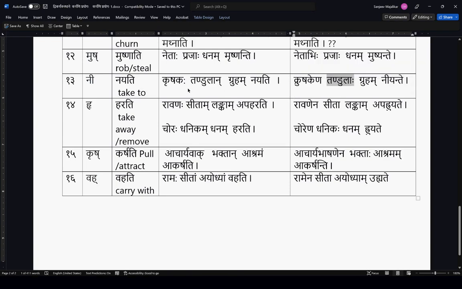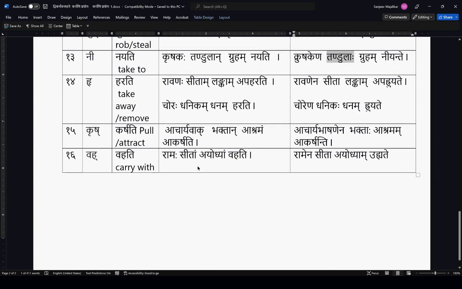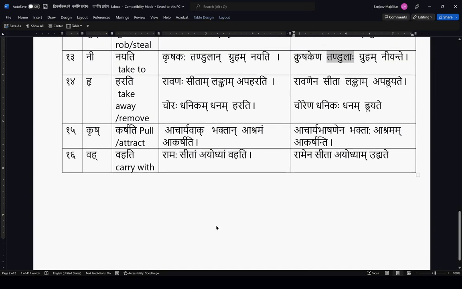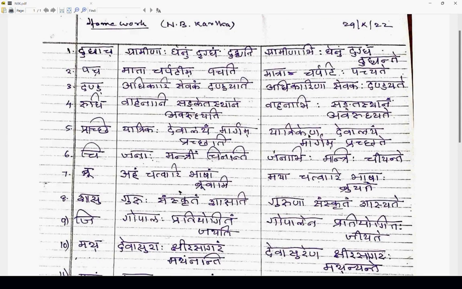Krishakah tandulaha griham niyante. Tamam. Ravanah sita lankam. Ravanah sita lankam aparyate. Acharya bhashanena bhakta ashramam. Uttama. Samichan. What about you, Karta Mahoday?